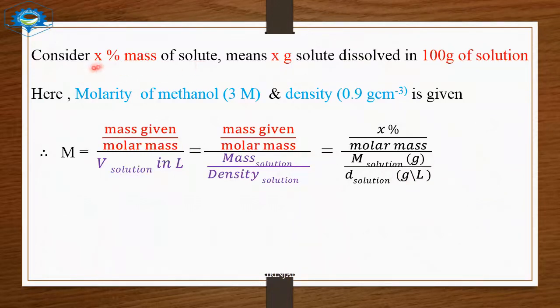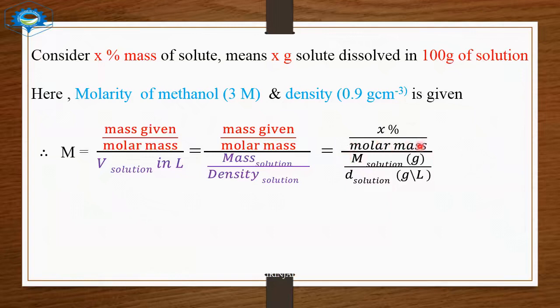Consider X percentage methanol is with us, and it is dissolved in 100 gram of solution. If X percentage methanol is with us, then X gram methanol is dissolved in 100 gram of solution. So the mass of solution will be 100 gram. Density of solution is 0.9 gram per centimeter cube. So in order to convert it, 0.9 by 1000.